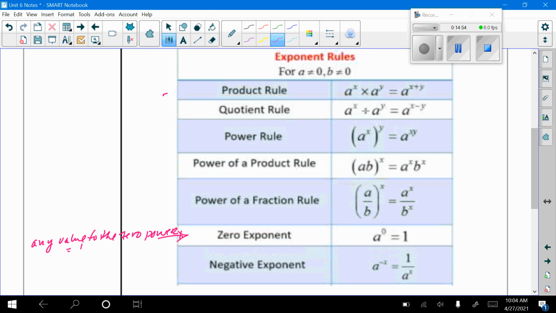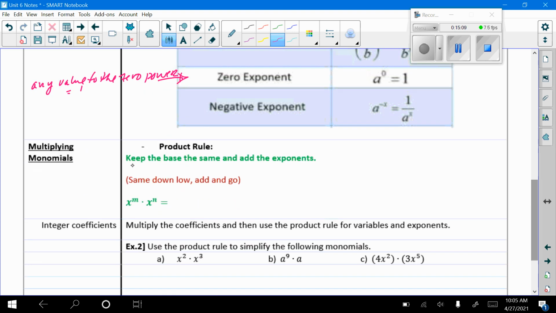So we're going to actually work on this one, where I say that a to the x times a to the y is equal to the a value to the x plus y. So my base stays the same, but I add those exponents. And that's what I say here. Keep the base the same and then add those exponents. I call it a little jingle kind of in my head. Same down low, add and go. So I'm going to add those exponents. Keep the base, so I've got x, and add those exponents, m plus n.